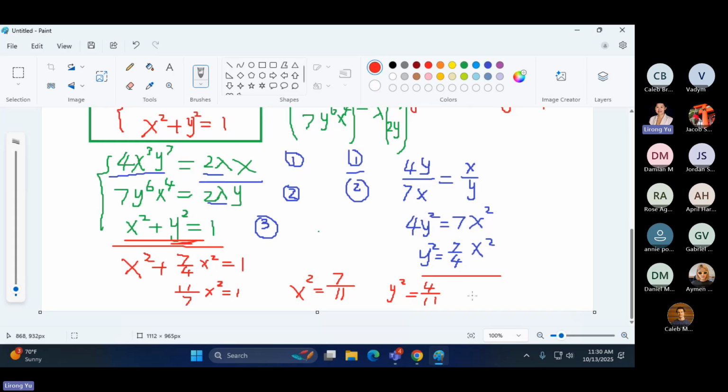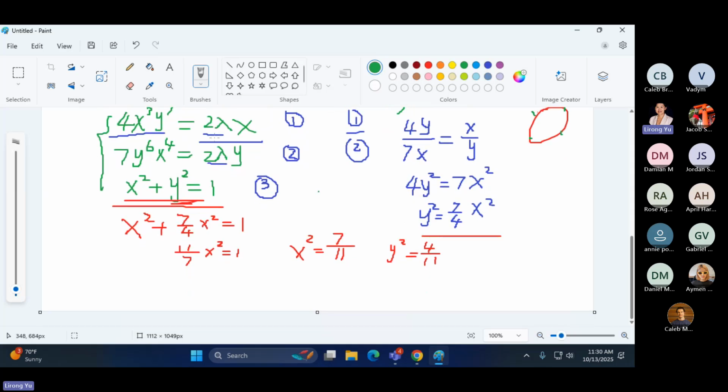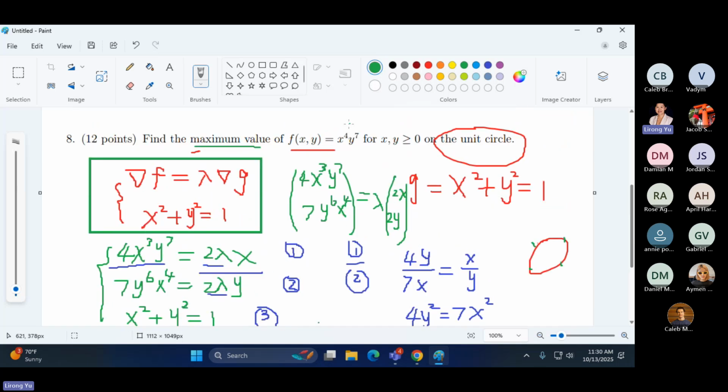After we find x squared and y squared, they're all on the unit circle, so they can be positive or negative. If you have a unit circle and you have x squared and y squared, that gives you 4 points: negative or positive x, negative or positive y. So we're going to have x equal to positive or negative root of the x squared value, and y equal to positive or negative root of the y squared value. These are 4 points. You plug in those 4 points to see which one gives us the maximum.